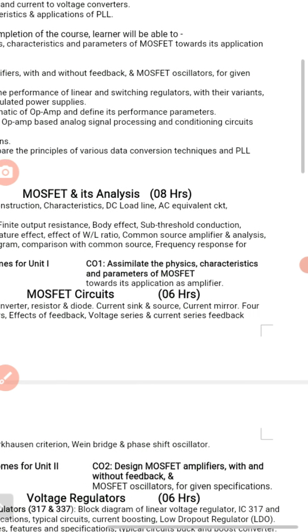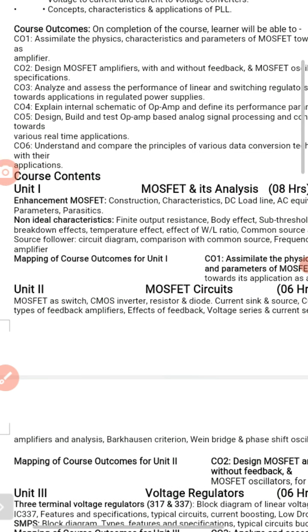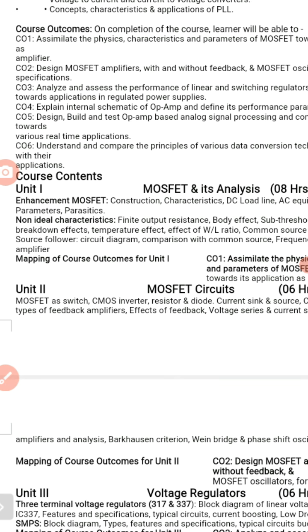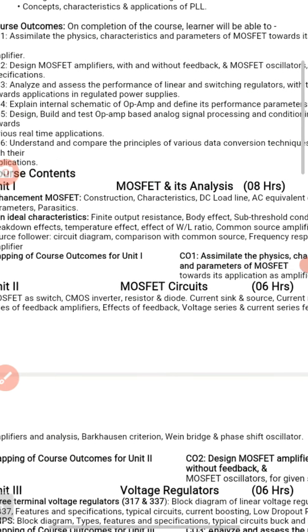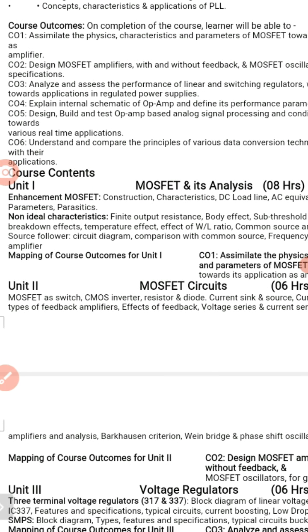Then common source amplifier and analysis we have studied, source follower circuit diagram, comparison with common source, frequency response for amplifier we have studied. Now we will learn unit number 2, that is MOSFET circuits.